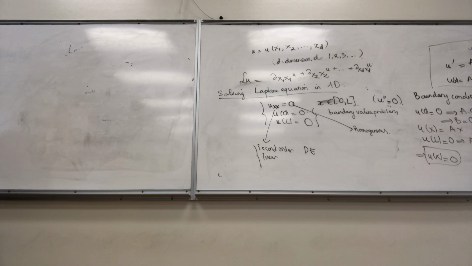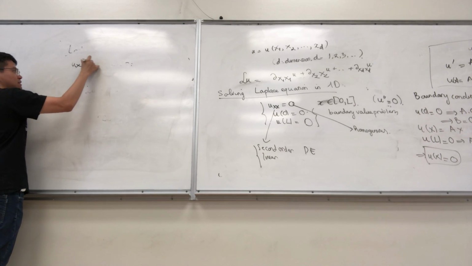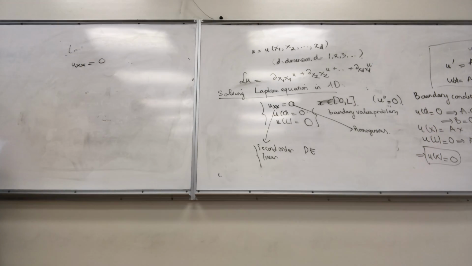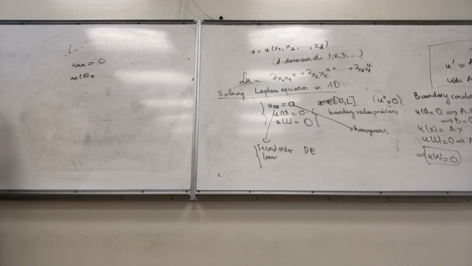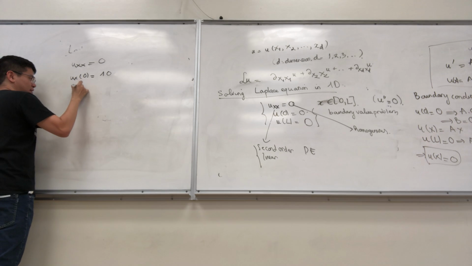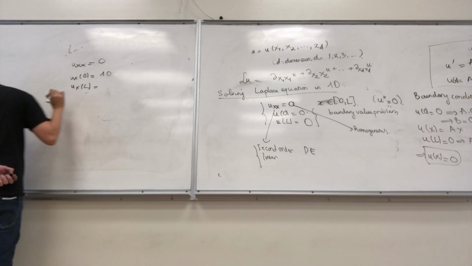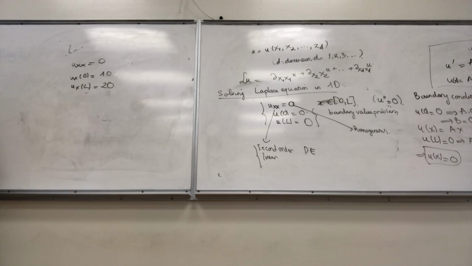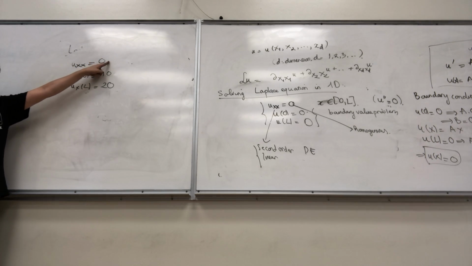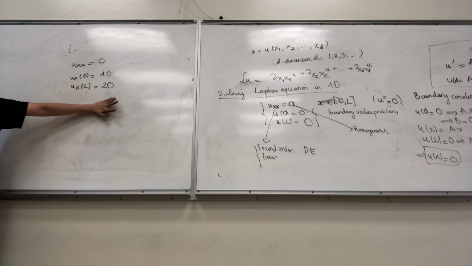All right, so now let us try to solve one quick example. You have u second equals 0, and then u prime at 0 is 10, and u prime at L is 20. So this is one example that we have in the lecture notes, right? You have the Laplace equation. This is still a boundary condition.